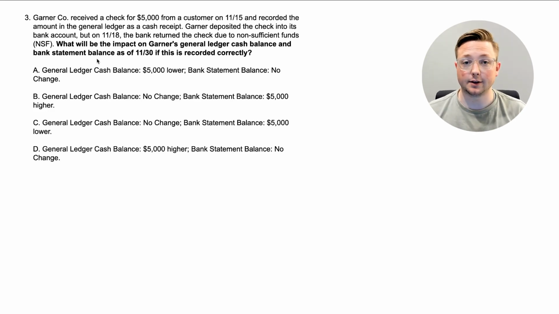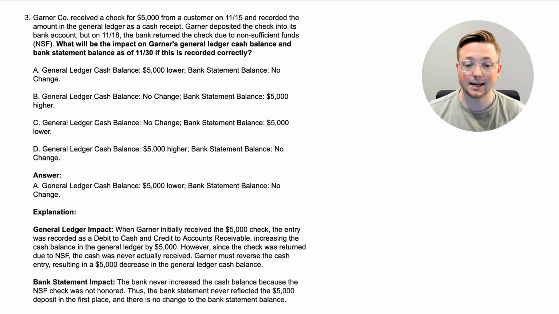We're going to look at the answer together. All right, here we are. The answer is A. The general ledger cash balance will be $5,000 lower after this adjustment, and the bank statement balance won't change. So let's walk through why that's the case.